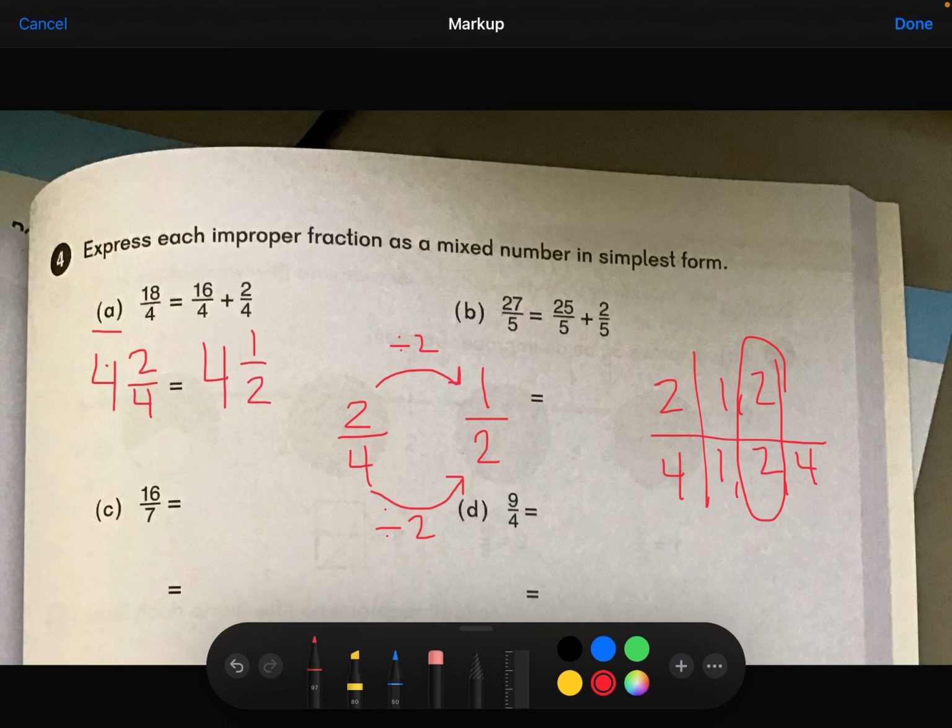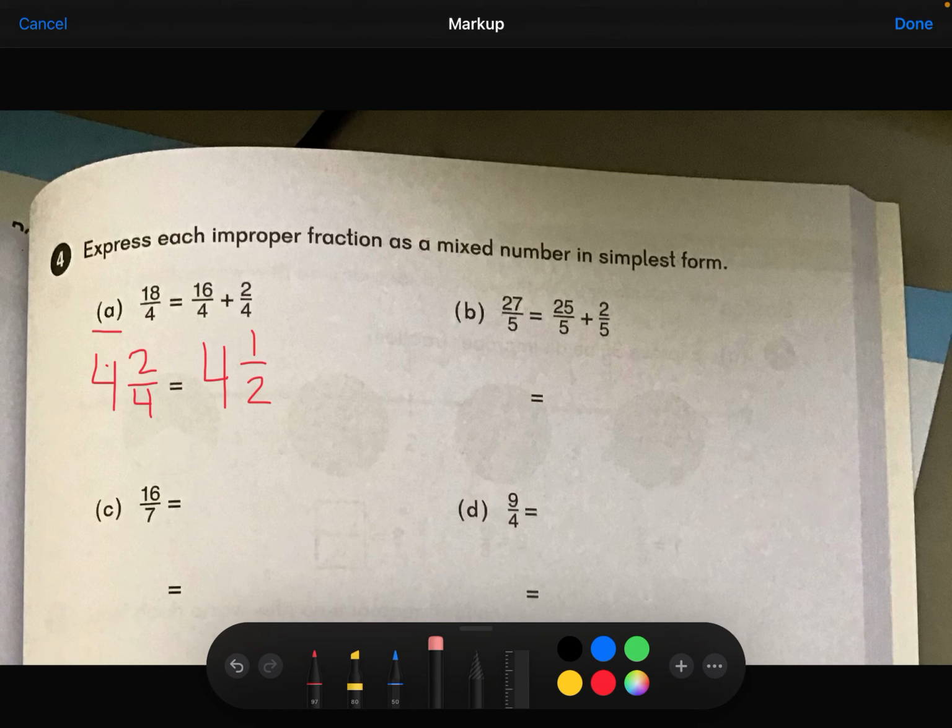Let's go ahead and look at the next one. Over here on C, for instance, we'll head down to C because it has less support here. 16 over 7, we could go ahead and say, how many times can we count by 7s to find out how many wholes we can pull from 16 over 7? 7, 14. If I pulled out 14 sevenths, I would have been pulling out 2.